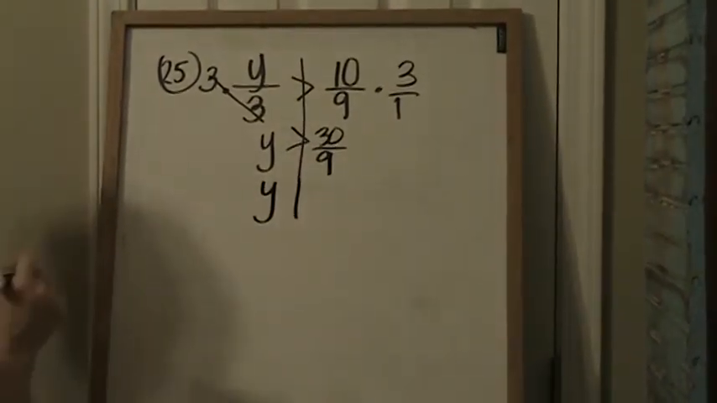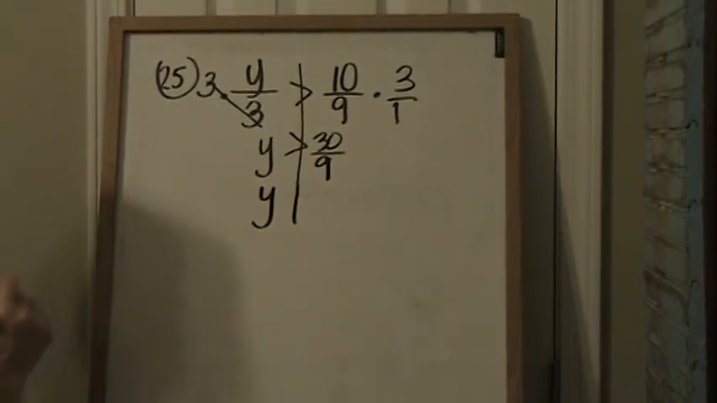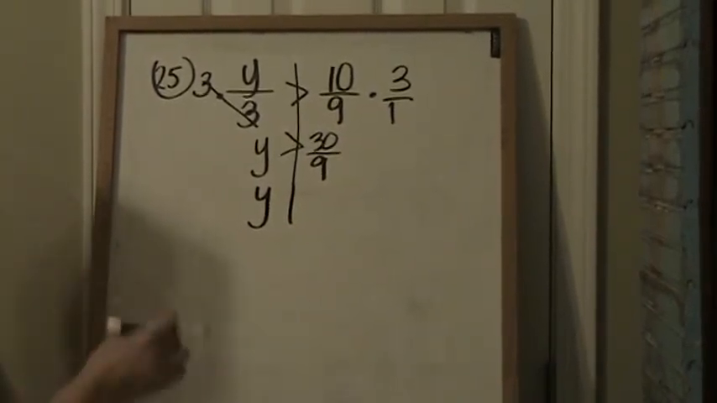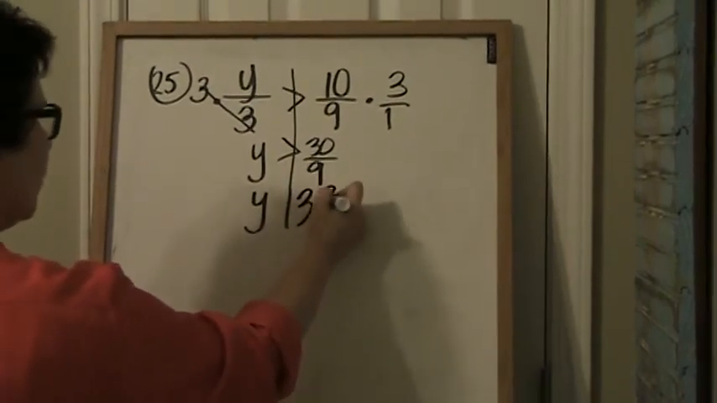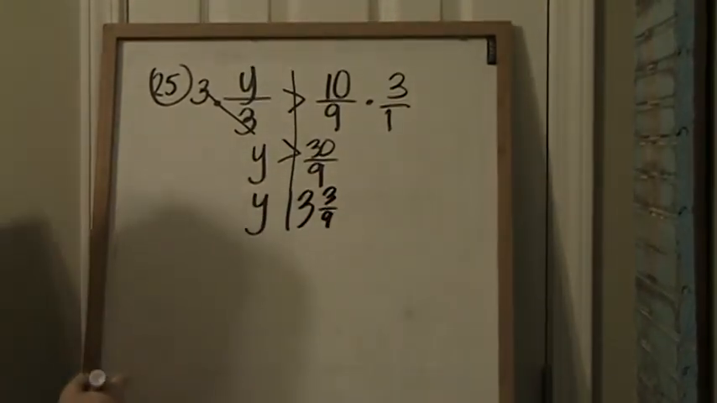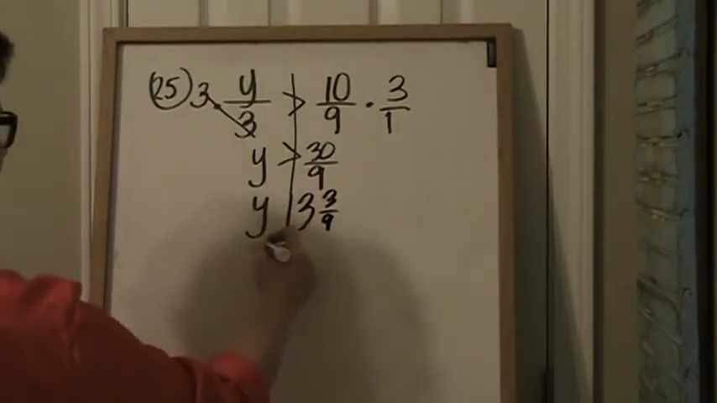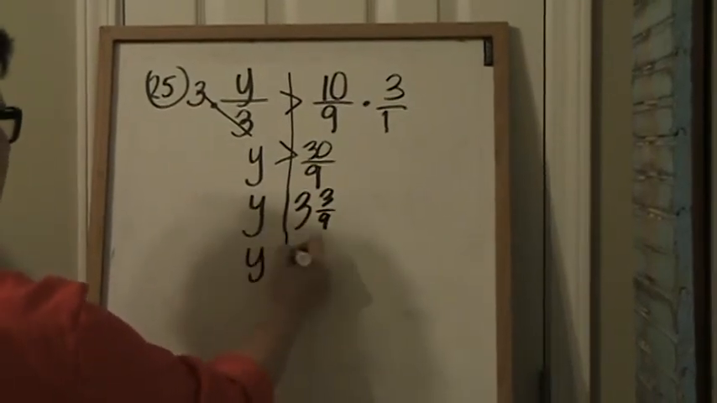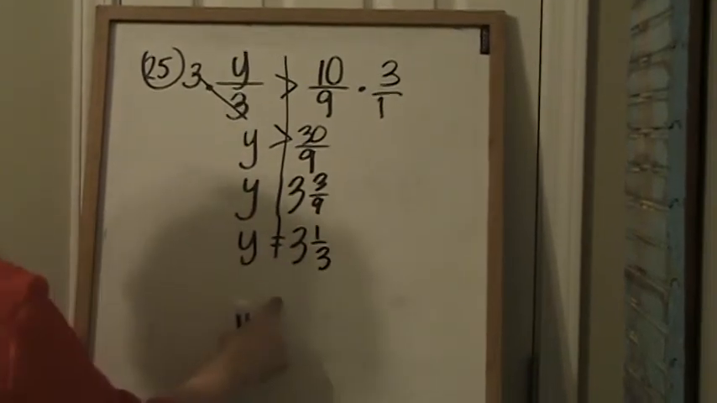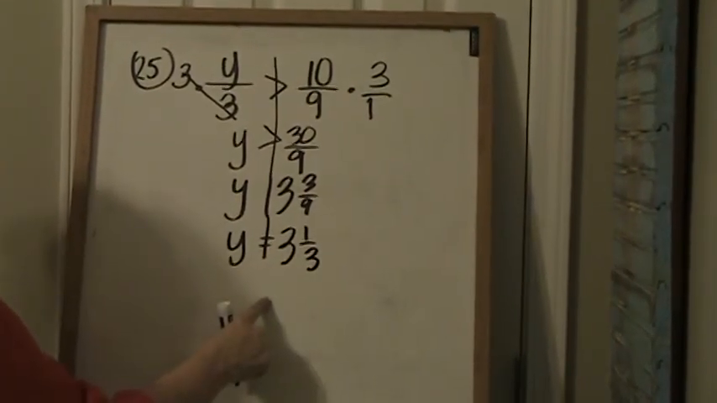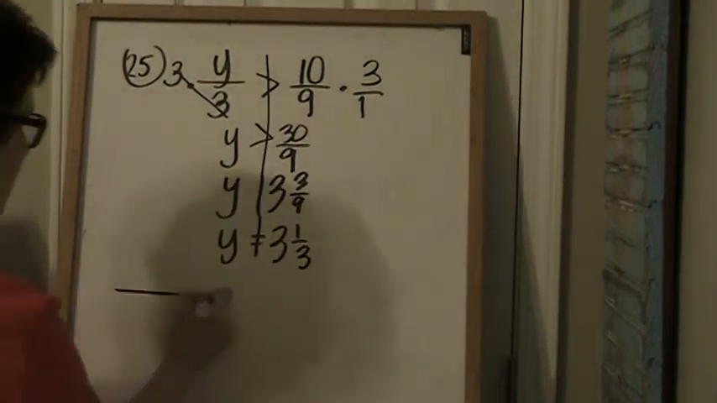So that, in simplified form, would be 9 goes into 30 3 times with 3 left over. I'm not done simplifying. That 3 ninths can be reduced. My final answer is 3 1/3.